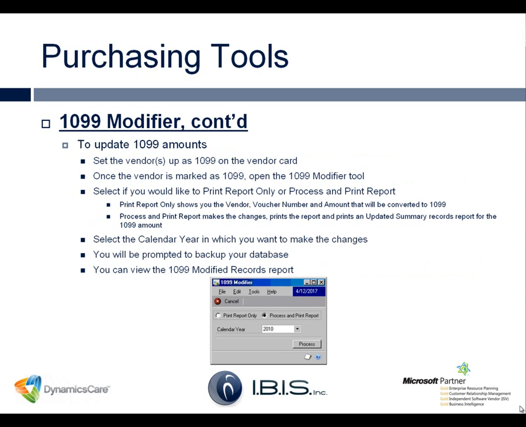Okay, to update the amounts, set the vendor up as 1099. Once marked as 1099, open the tool. Select if you want to print the report or process and print. Select the calendar year in which you want to make those changes. You'll be prompted to back up your database, and then you can view the modified 1099 records. Remember, on the previous slide, you did all the upfront work, setting up the vendors, and you knew which items had been paid without them being flagged as 1099. So this process will update those transactions.